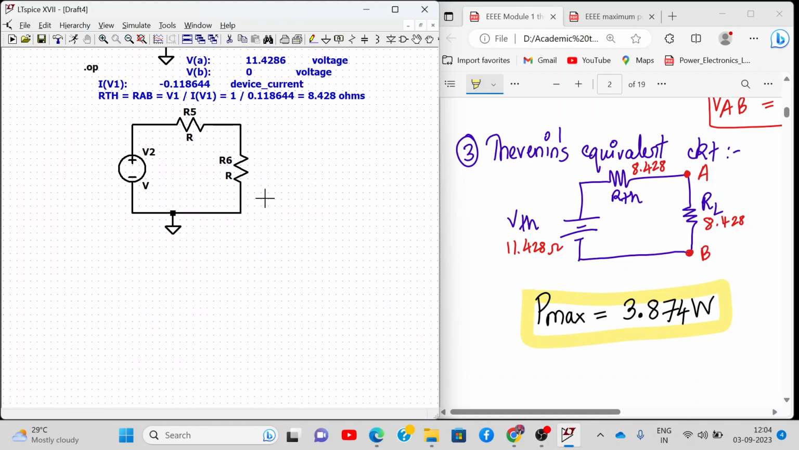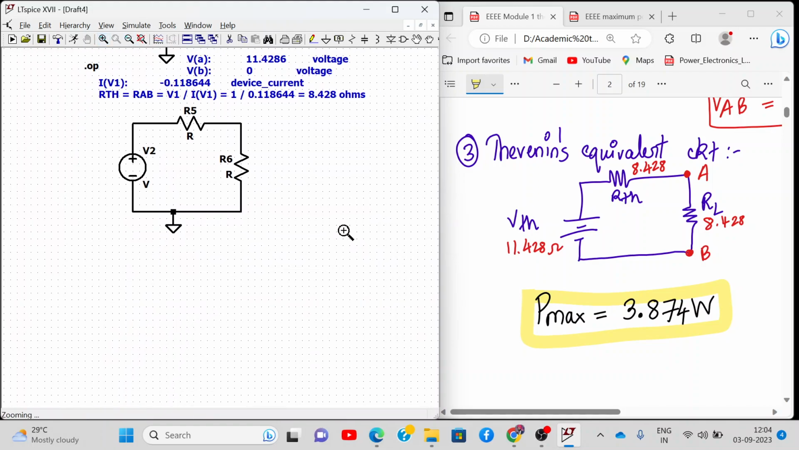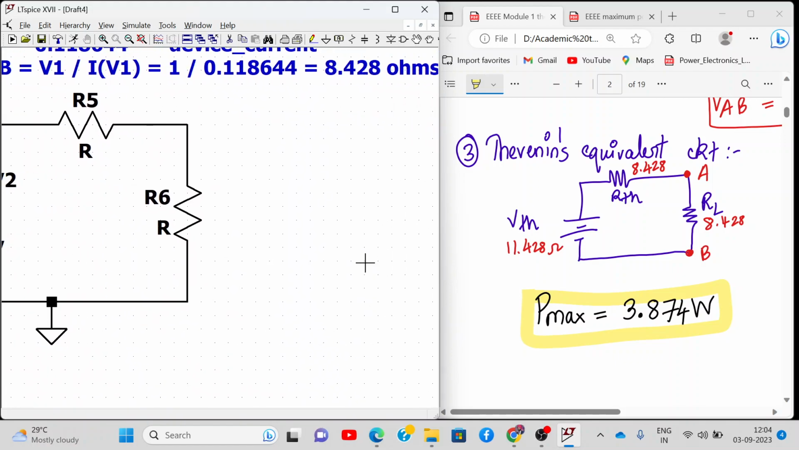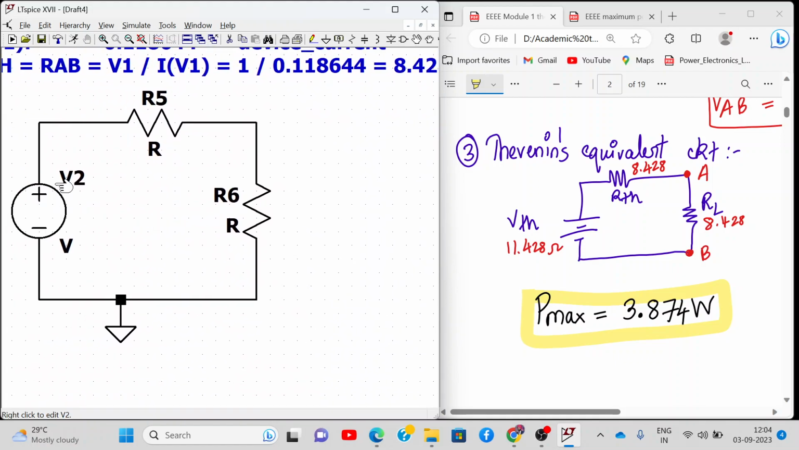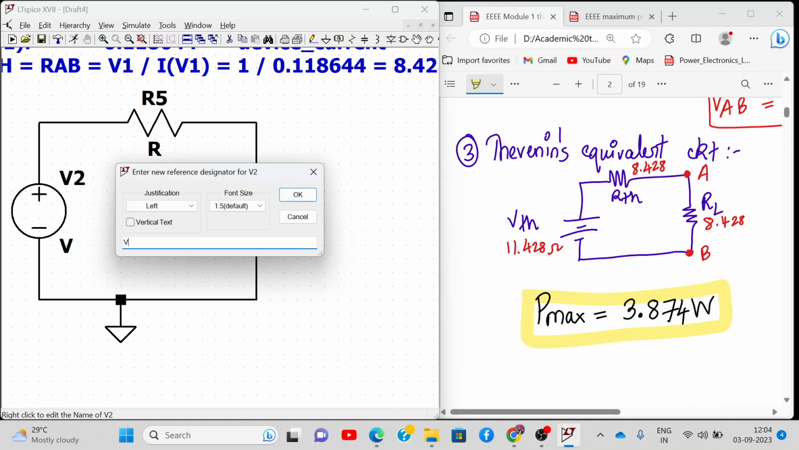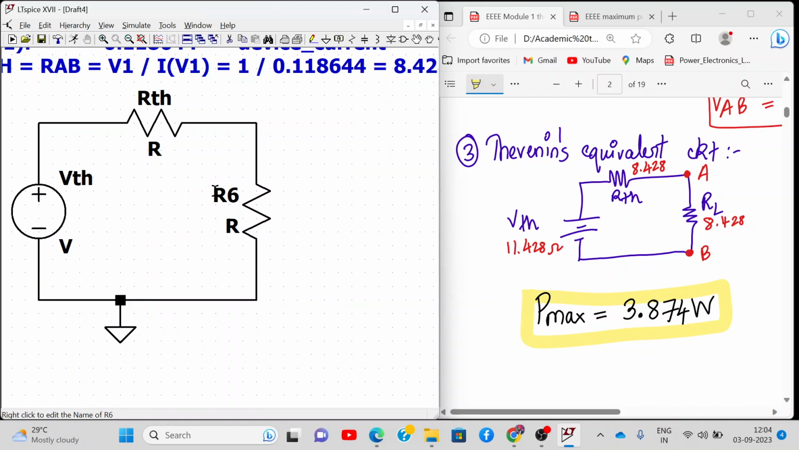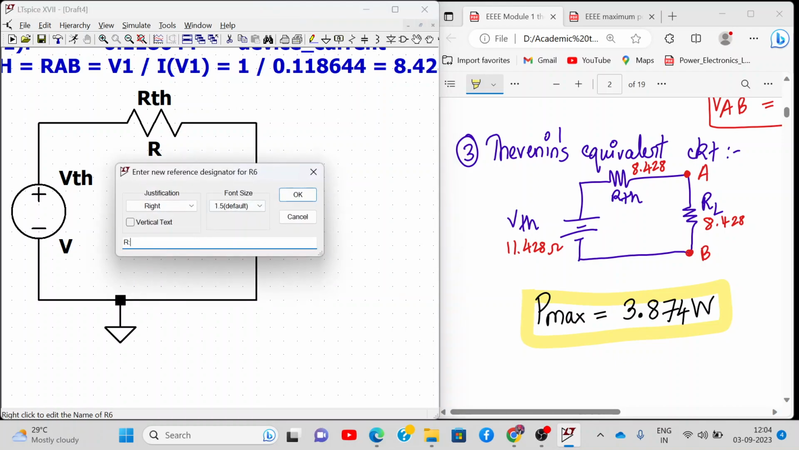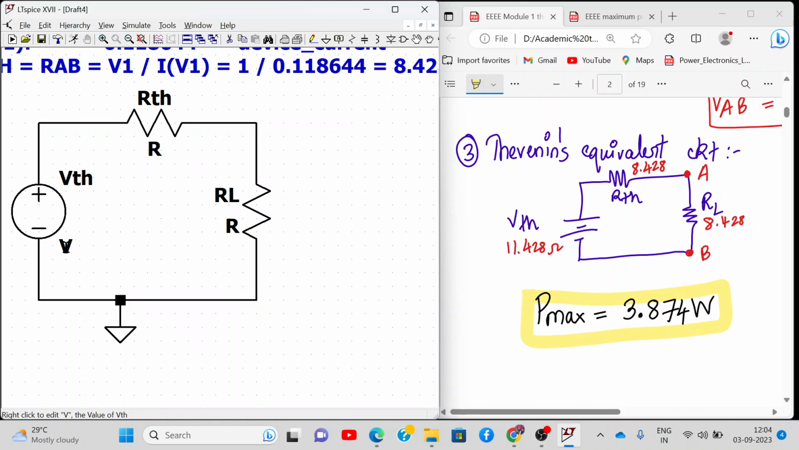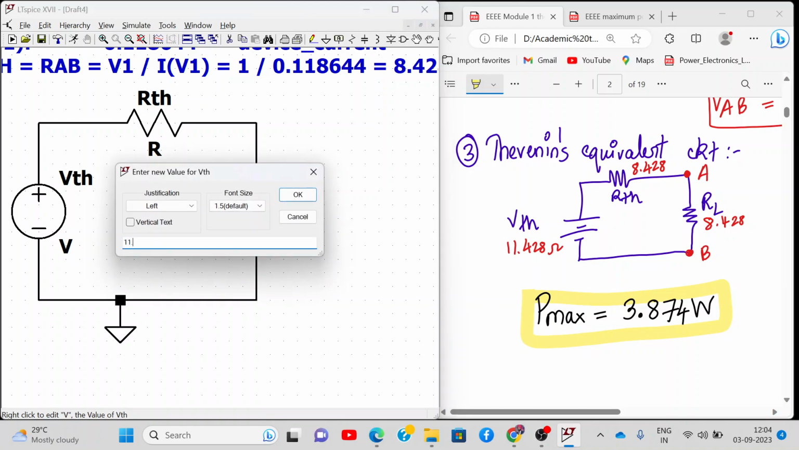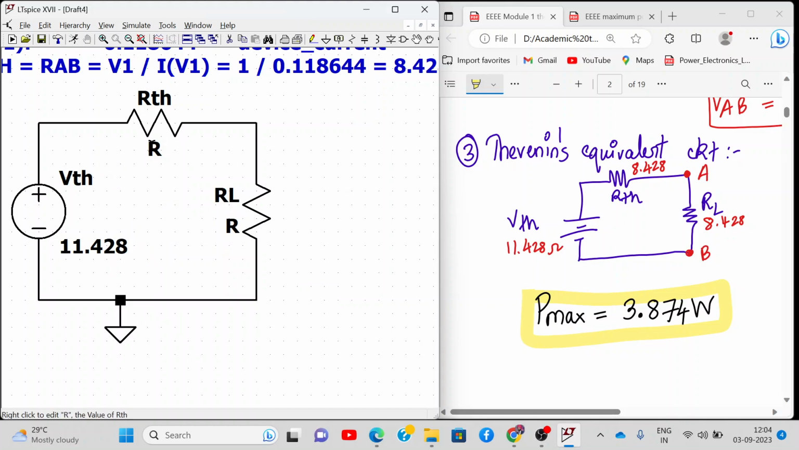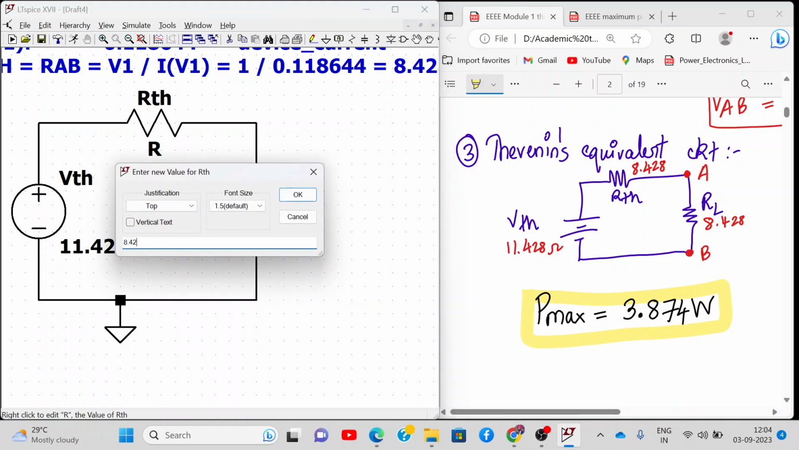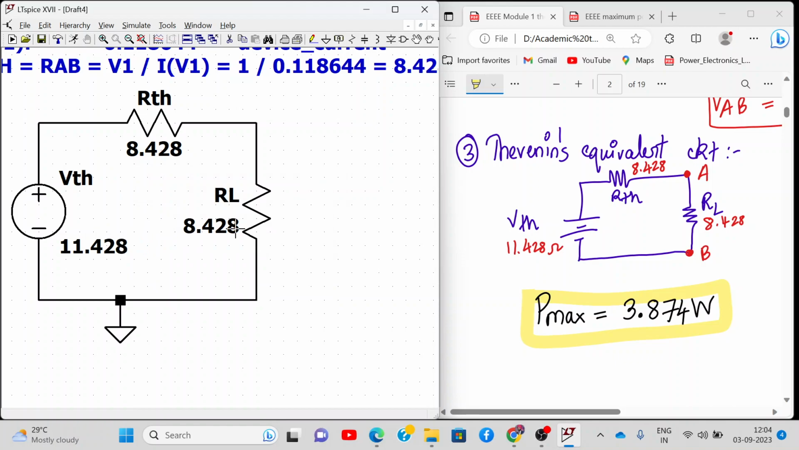Now let me concentrate on this part and let me maximize this. Alright, so over here, what is my voltage source? This is VTH, right? Let me call it VTH. This is RTH. And this is RL. Okay. Now the voltage is 11.428. Resistance is 8.428. And what is RL? 8.428.